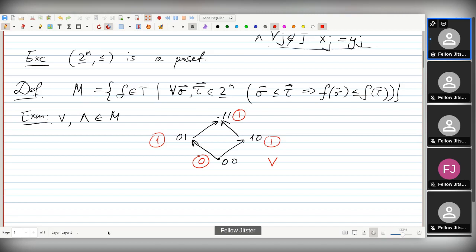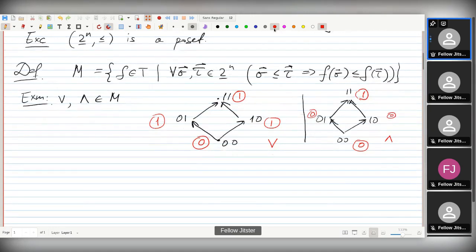At least there is no 0 greater than 1. So it is monotonic. The same for conjunction. For conjunction, we have zeros everywhere except the greatest point 1, 1. Here we have unity. Still, no 0 is greater than any unity, so it is monotonic.